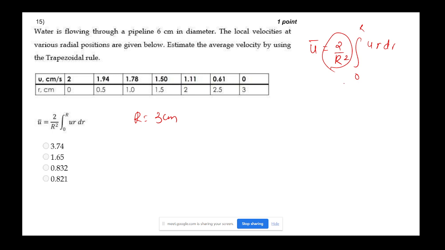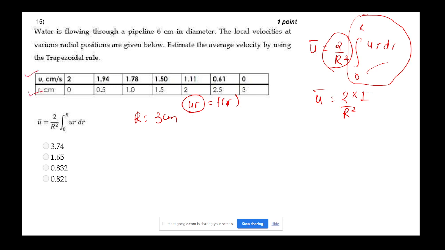So this is a constant term. You can first find out this integral, and whatever value you get, let's say it is I, you multiply by 2 by r square to find out u bar. So let's first find out this value. For that you need u into r, which is the function f of r. You have the u values and the r values, so you make a table of u into r.